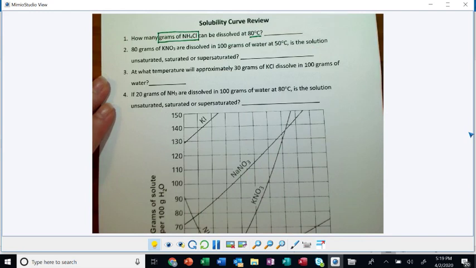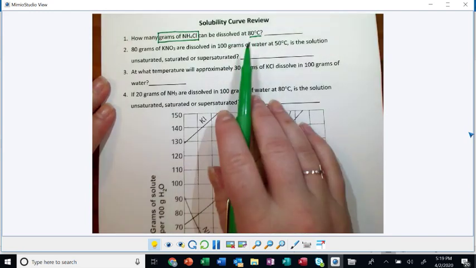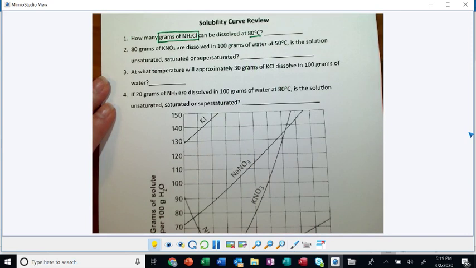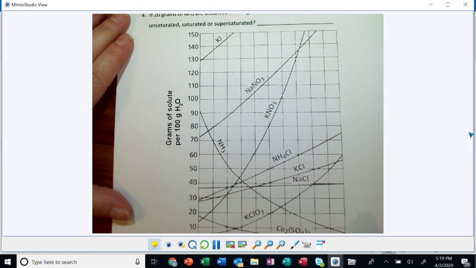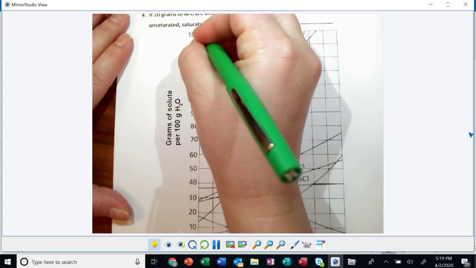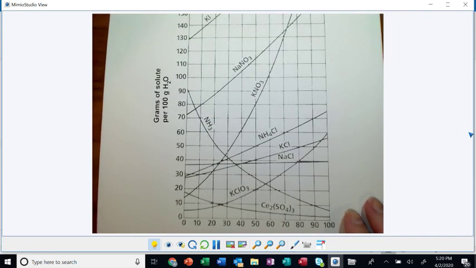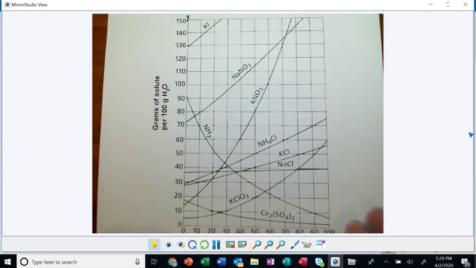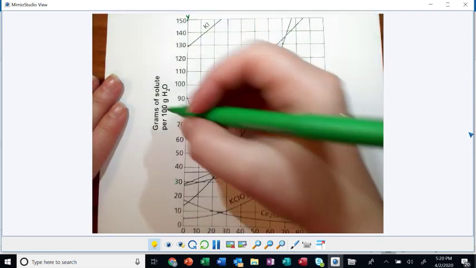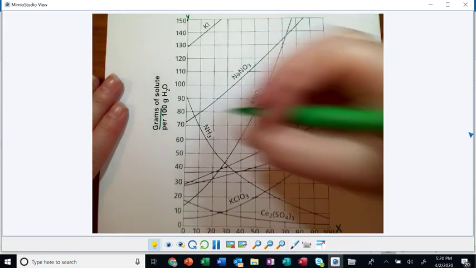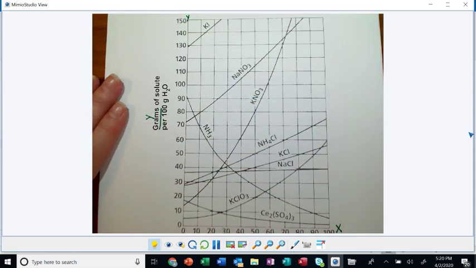First thing we want to do is label the 80 degrees Celsius as either our X or our Y coordinate on our graph. If we remember from math, this axis is our Y, and this axis down here is our X. So temperature is the X and grams is the Y.